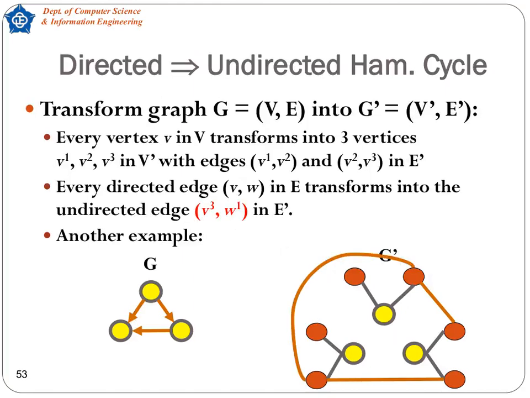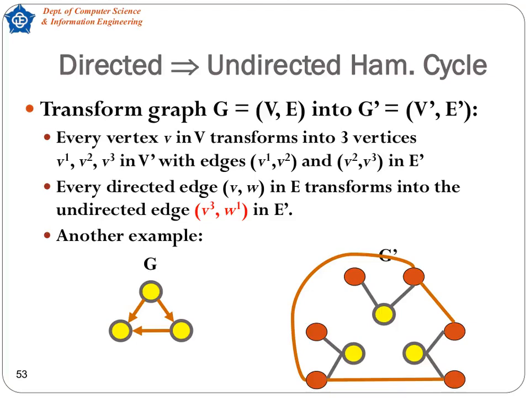Building on the previous slide, this one shows a standard reduction that turns any directed graph G into an undirected graph G', so that G has a directed Hamiltonian cycle exactly when G' has an undirected one. The construction unfolds in two key steps. First, for each vertex v in G, create three vertices, v¹, v², and v³ in G', and link them in a small path: v¹, v², and v²–v³.